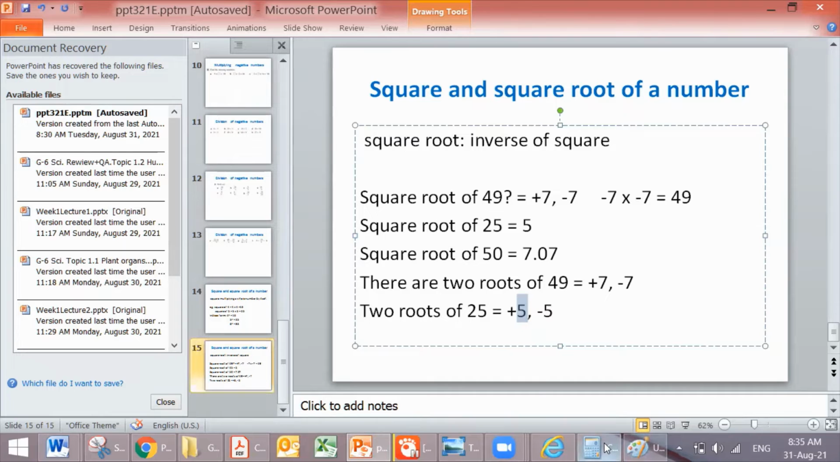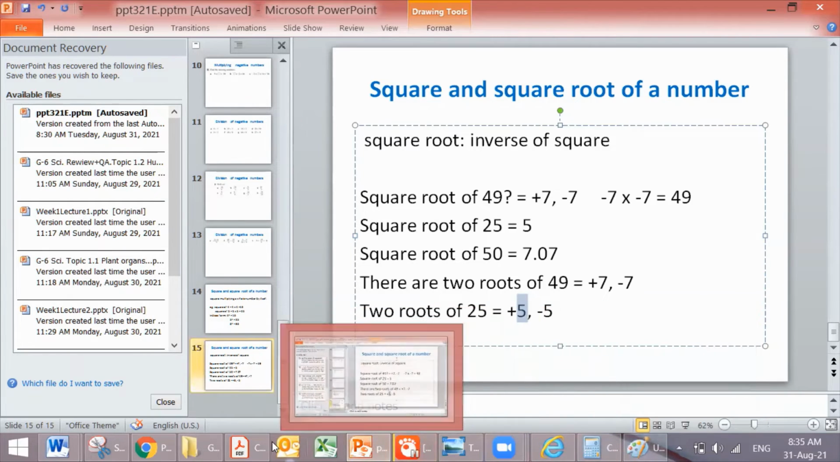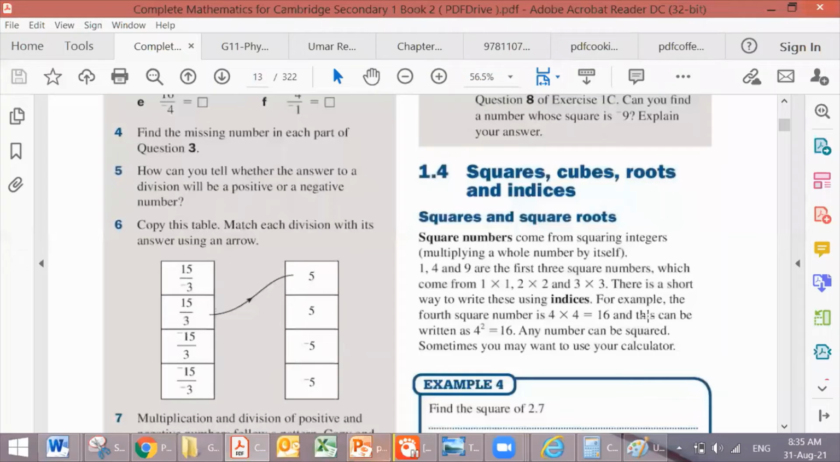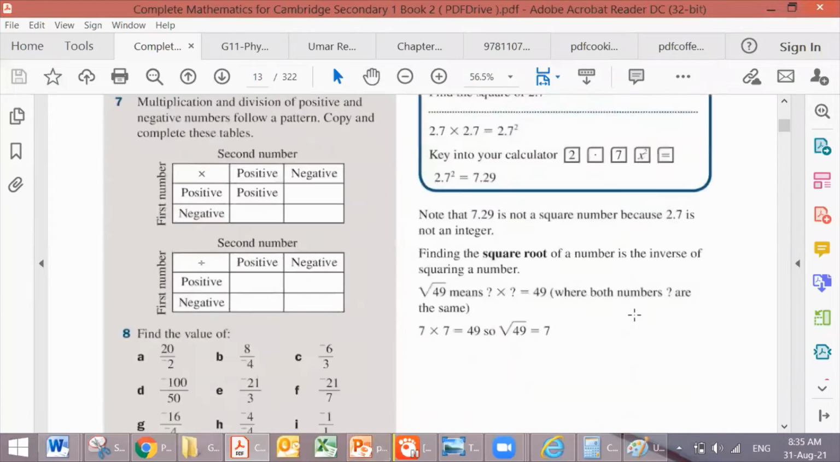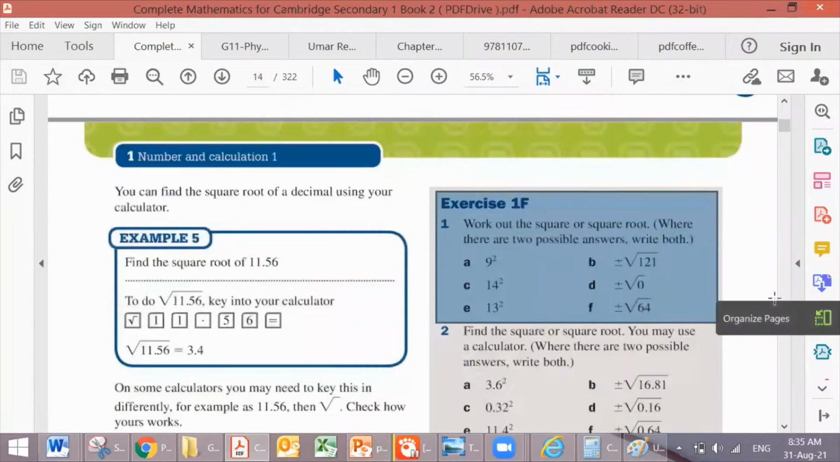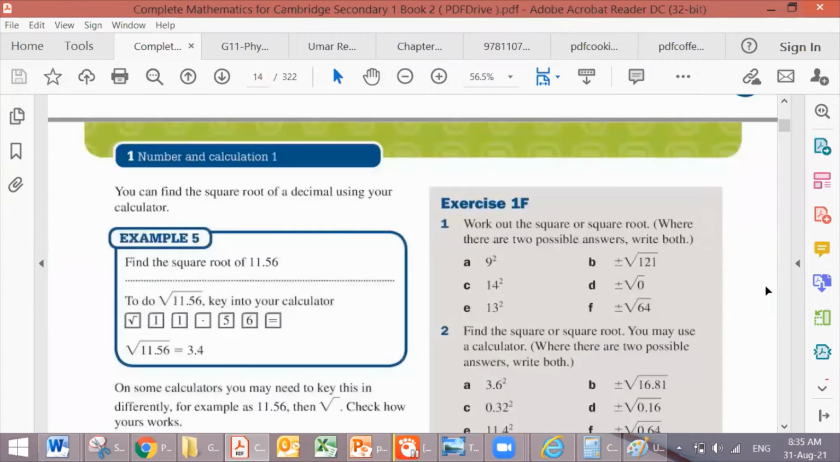Okay, now let's complete the exercise. These are the questions I have selected. Exercise 1F we will complete today. Question number 1 is: work out the square or square root, where there are two possible answers, write both. Okay, so this one is very easy, as you can see. In part A, part C, and part E, you have to find the squares, and in part B, D, and F, you have to find the square roots.